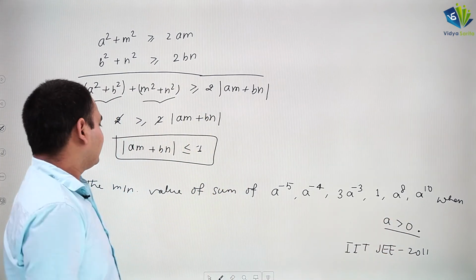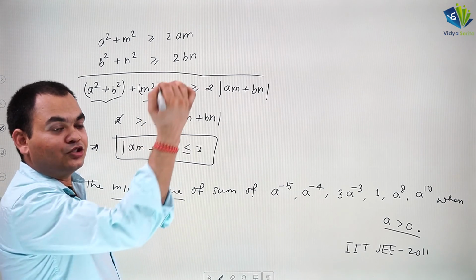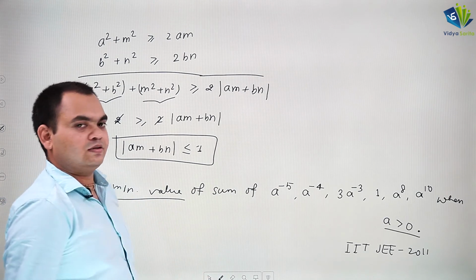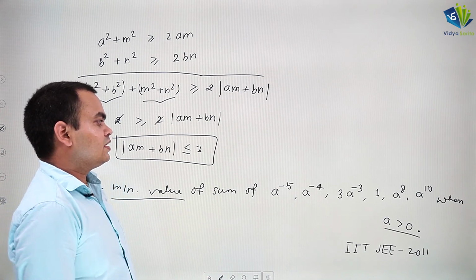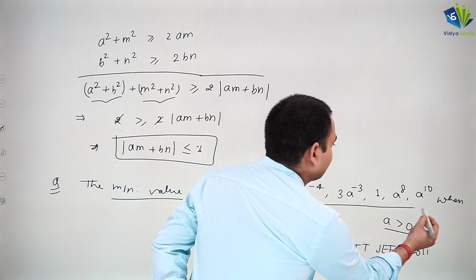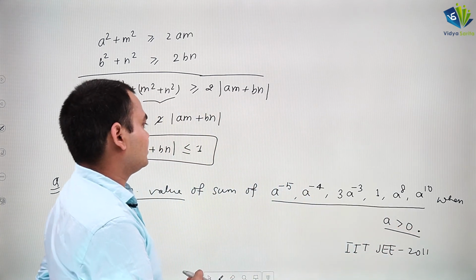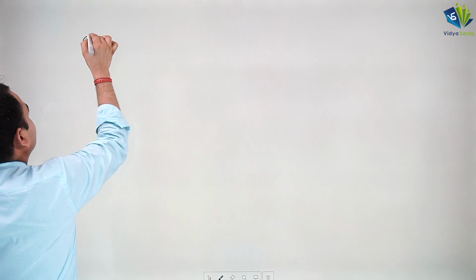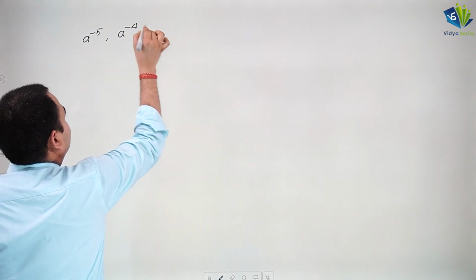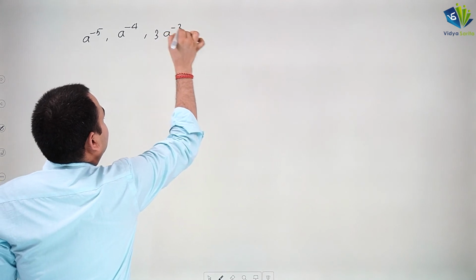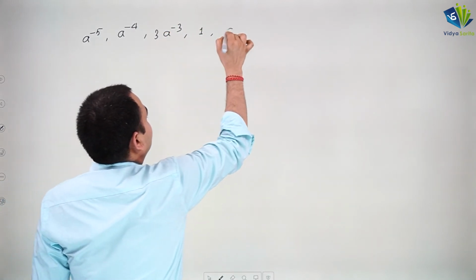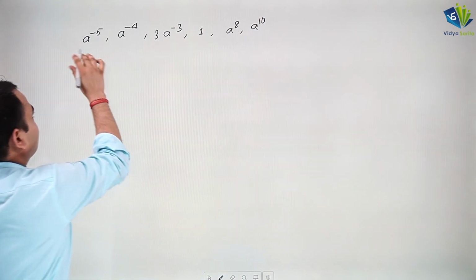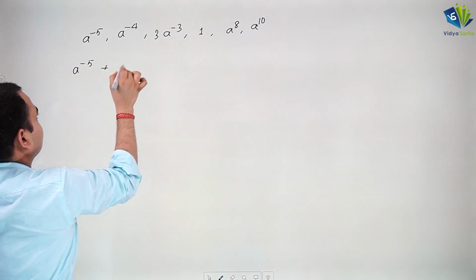If a is positive and they are talking about minimum value, then again you have to go back to AM greater than or equal to GM, because all numbers are positive and they are asking about minimum value. So how to do it? Again we have to focus upon this. They have given you a to the power minus 5, a to the power minus 4, 3 times a to the power minus 3, this is 1, and here a to the power 8 and a to the power 10. Now they are asking you the minimum value of this.